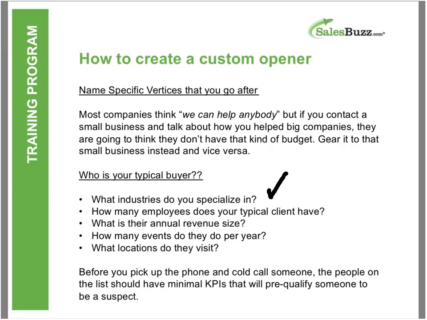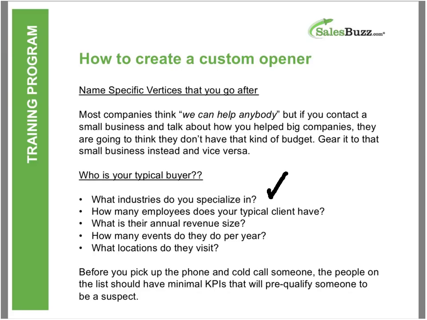Now, once you get your industries, analyze the last 10 deals that you closed, or the last 100 deals, or whatever. And then analyze and ask, how many employees does my typical client have? How many employees does my typical client have in the SaaS field or in logistics? Just keep breaking it down that way. What is the annual revenue that the average one in each of those industries has? How many events do they do?